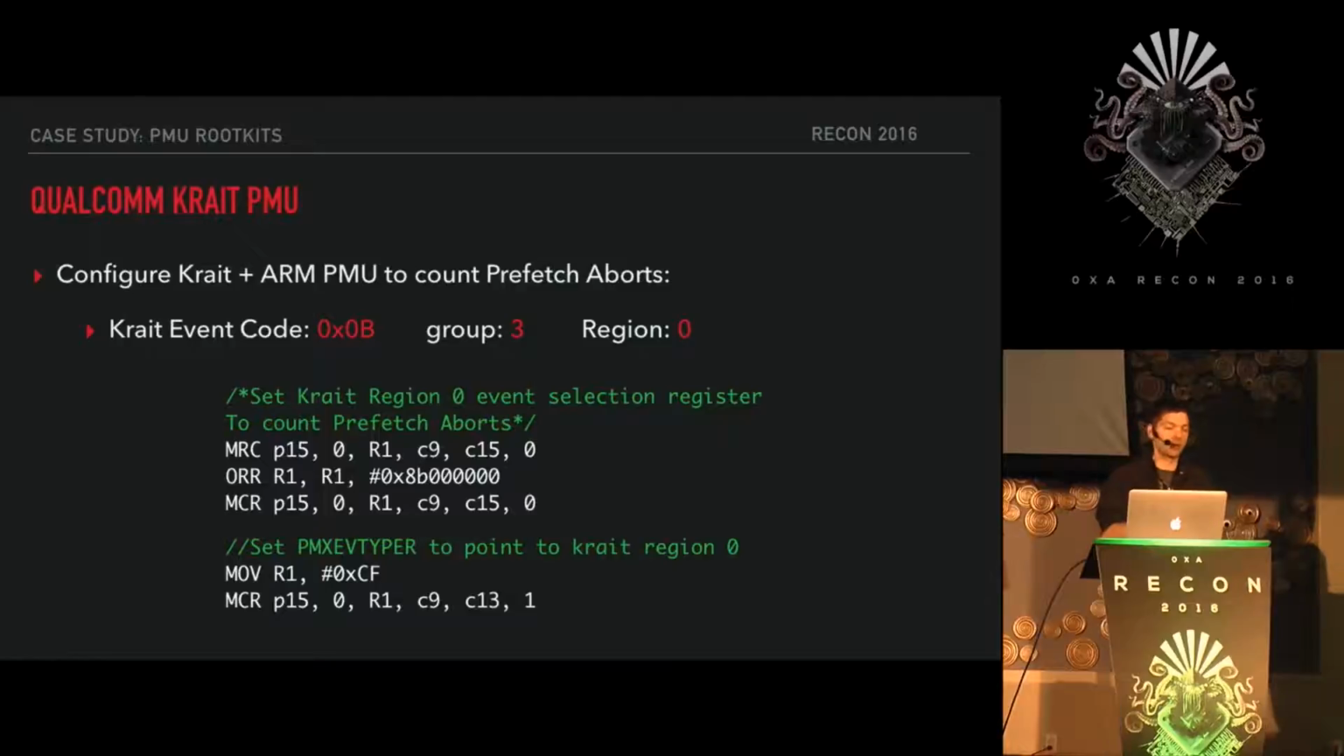And then we go back to the ARM event select register and we point it at Krait region 0 by coming up with this value CF, and you can actually look at the source in Android and see how this is encoded, both in their Scorpion and Krait PMU source. And basically, it allows you to extend the PMU and count custom events.